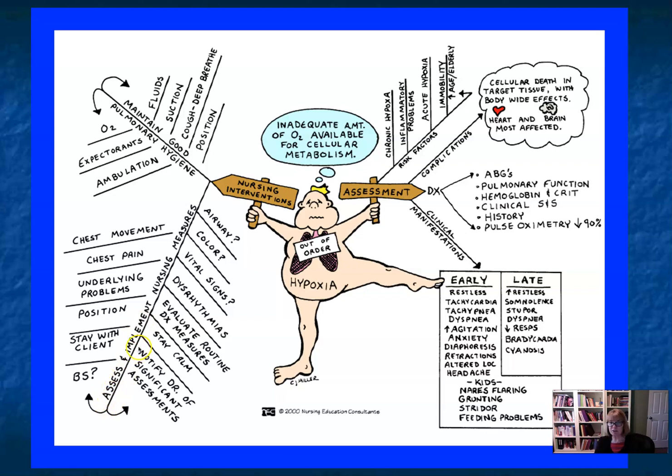Assessments versus implementations. And so a good list of here's a definition for hypoxia. Some more assessments. Who's at risk? What are some complications of hypoxia? What are some diagnoses that are out there? Clinical manifestations, those early signs versus those late signs that we looked at.